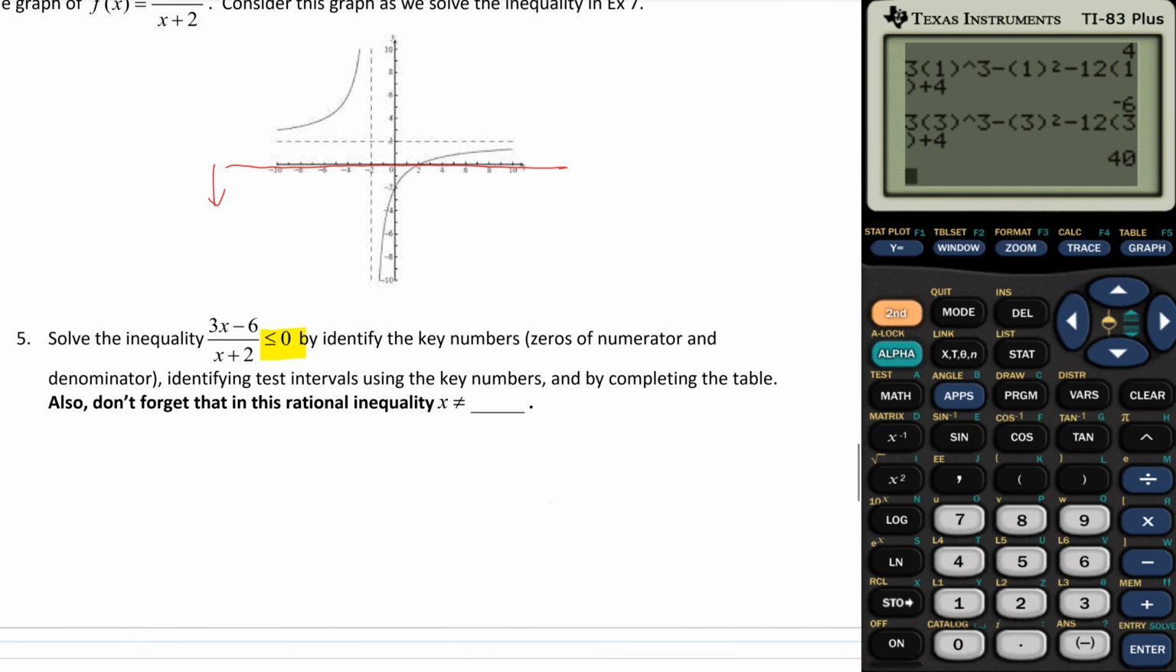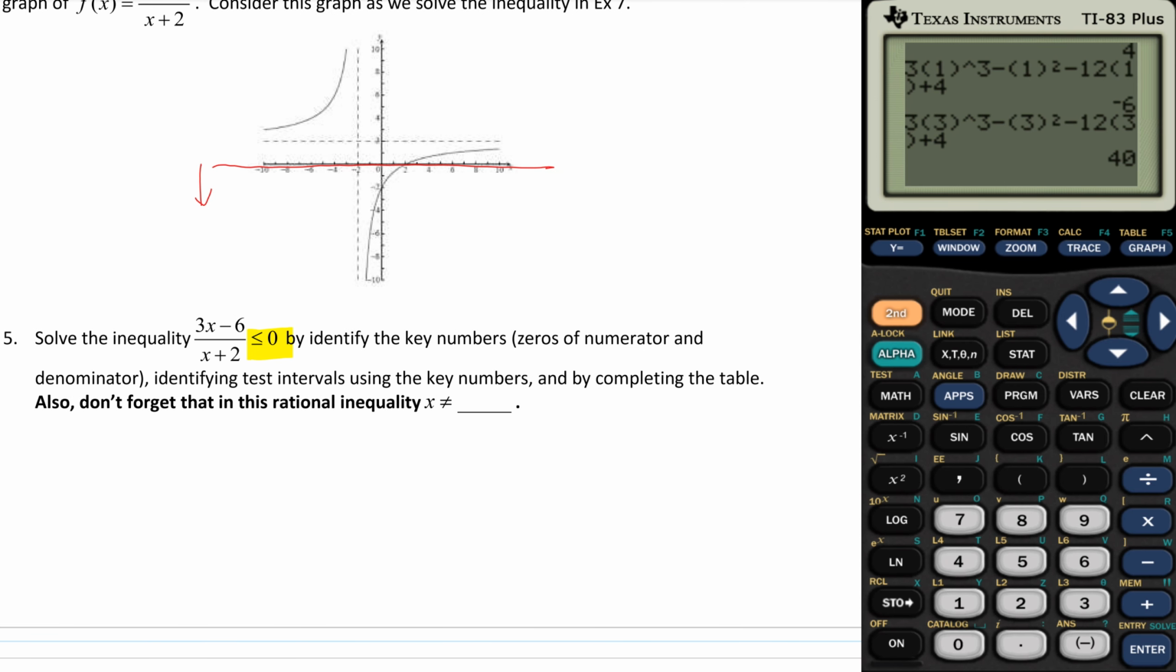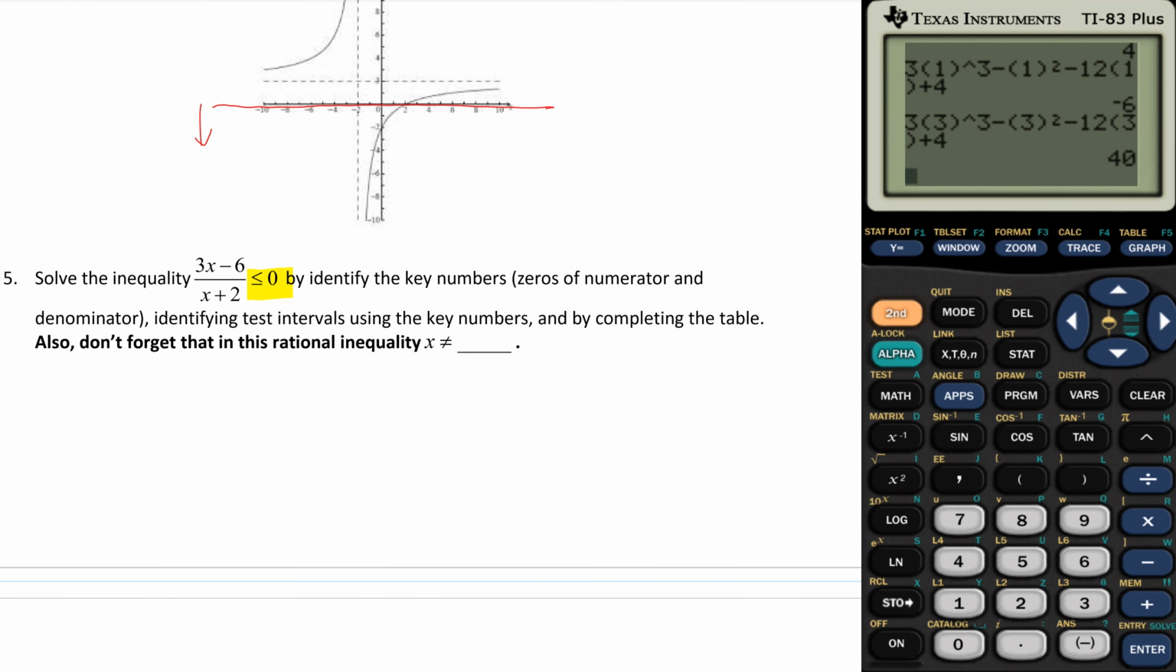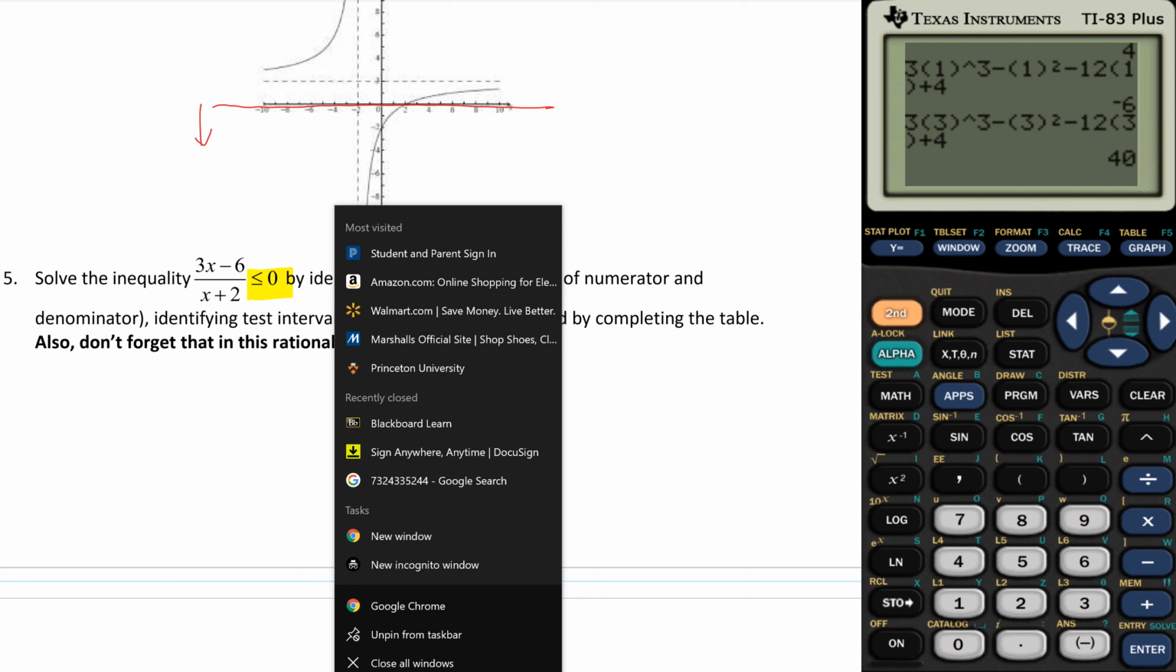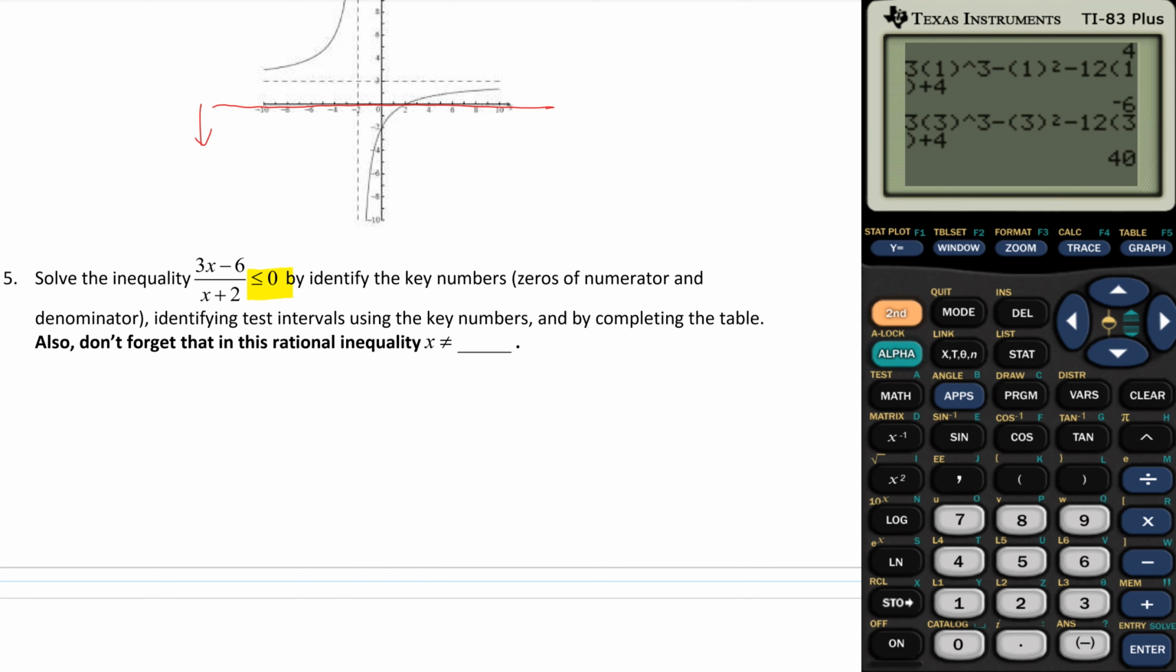So first thing we're going to do is find our key numbers. In order to do that, I need to solve the top and solve the bottom. So I'm going to first factor the top. I get to pull out a 3, and I get x minus 2 on the top, and x plus 2 on the bottom. Now, of course, I have to solve those.